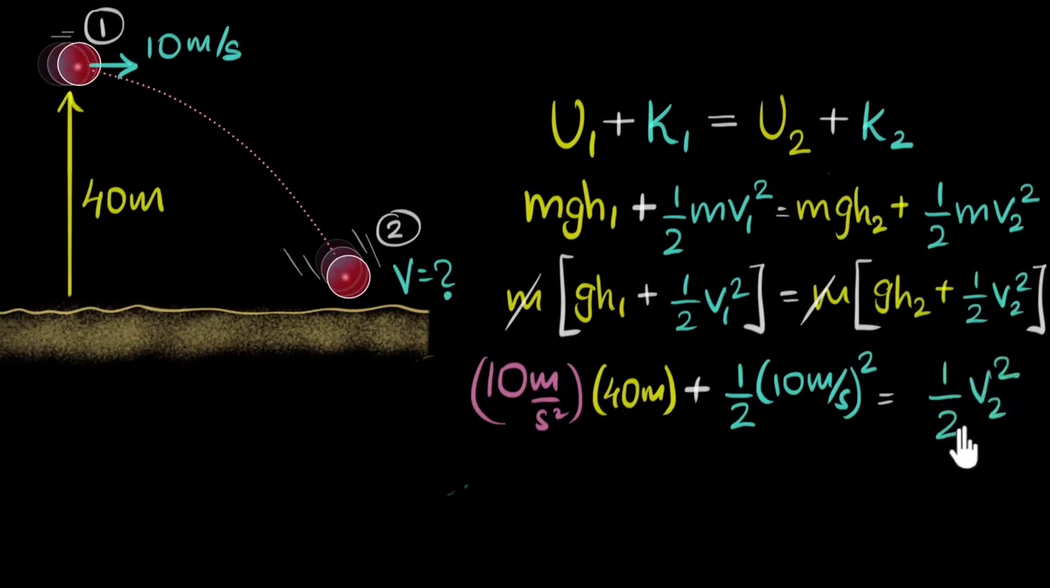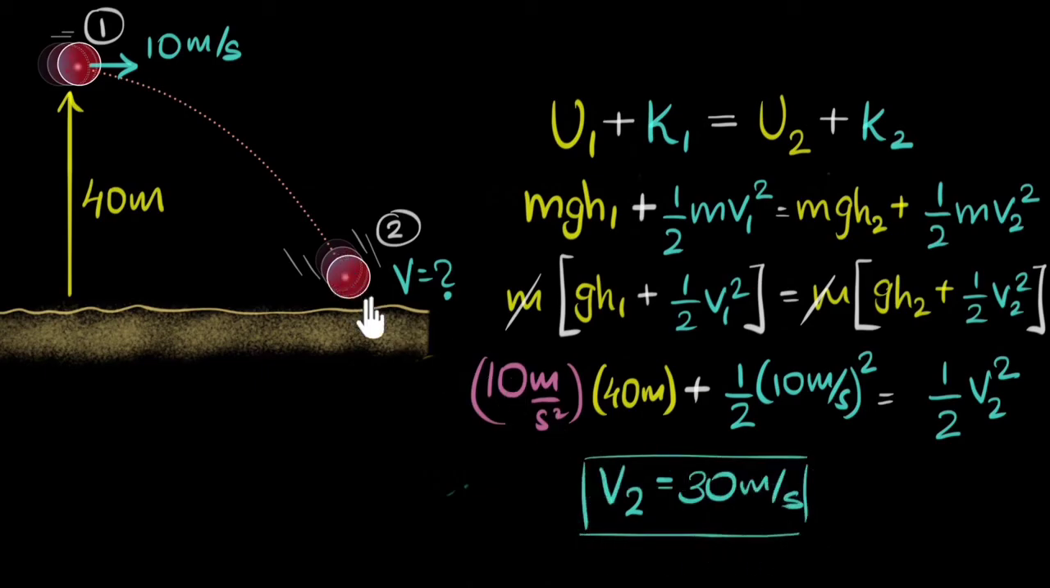And again, the problem reduces to algebra. We just have to simplify this, which I'm pretty sure you can do now. And if you do that, this time we'll get v2 as 30 meters per second. So this means the ball hits the ground with a speed of 30 meters per second.